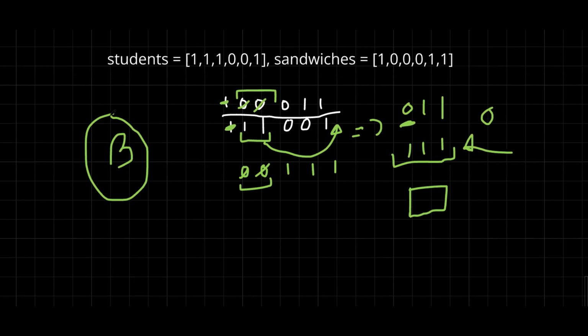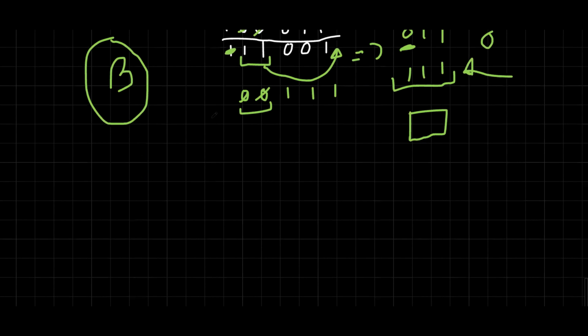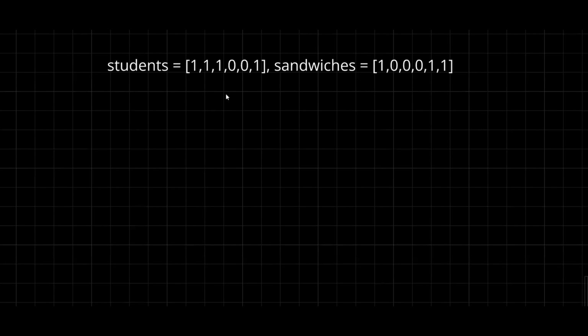I hope you understood the problem statement very well. Now let's move on to the algorithm. To understand the algorithm, let us take the second example. Here, the total number of students is 6. Here we can see that the square sandwich is preferred by a total of 4 students, and the circular sandwich is preferred by a total of 2 students, because there are 4 ones and there are 2 zeros.